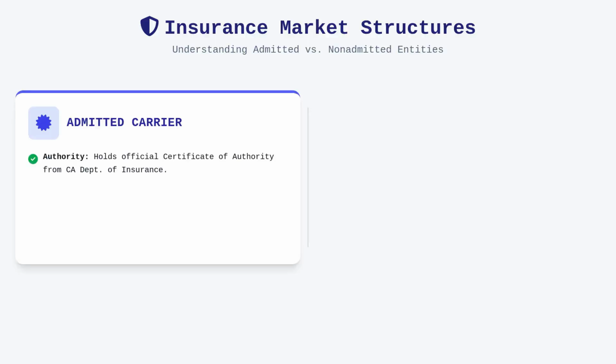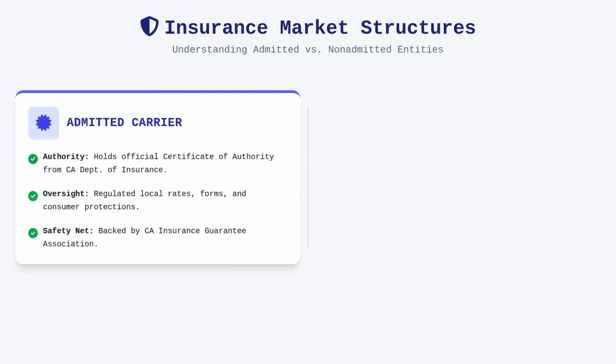To understand this environment, we must first establish the structural difference between an admitted carrier and a non-admitted entity. An admitted insurer has obtained a formal certificate of authority from the California Department of Insurance, which grants it permission to transact business within the state. This status places the carrier directly under local regulatory oversight regarding forms, rates, and consumer protection funds.